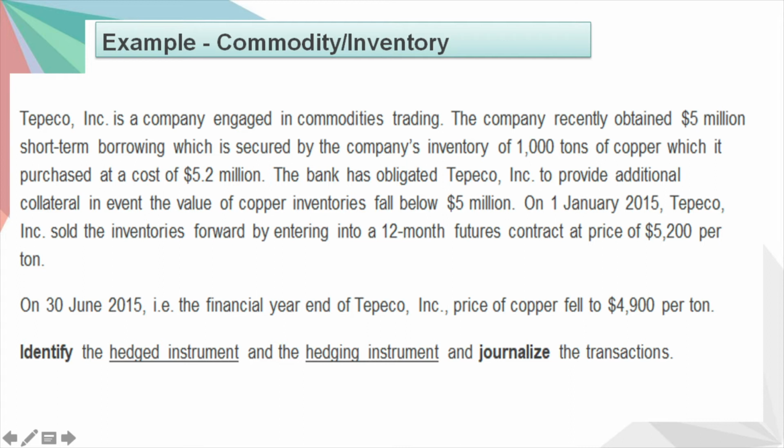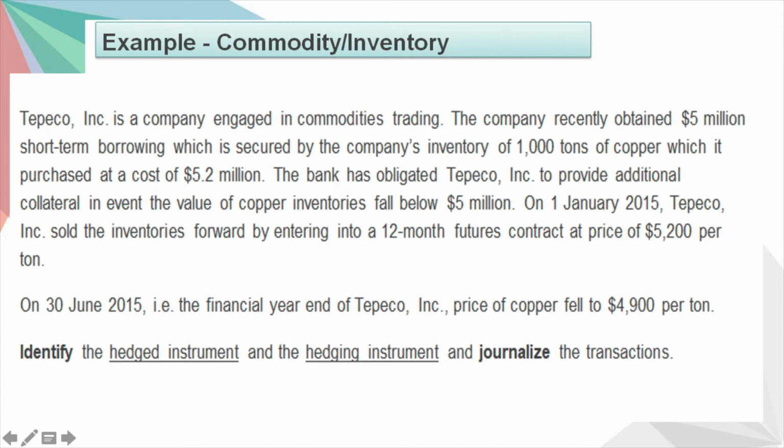So this is the example for fair value hedging in terms of commodity or inventory. Tepeco Incorporated is a company engaged in commodity trading. The company recently obtained $5 million short-term borrowing, which is secured by the company's inventory of 1,000 tons of copper, which is purchased at a cost of $5.2 million.